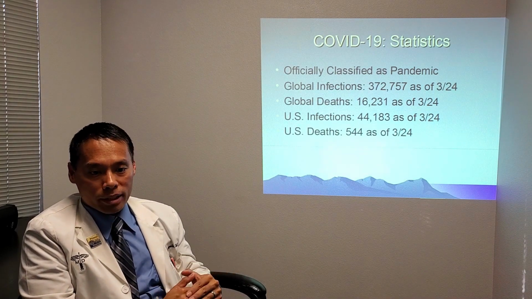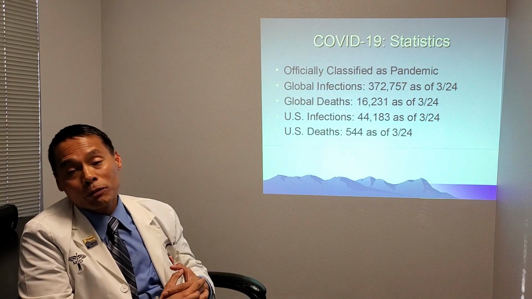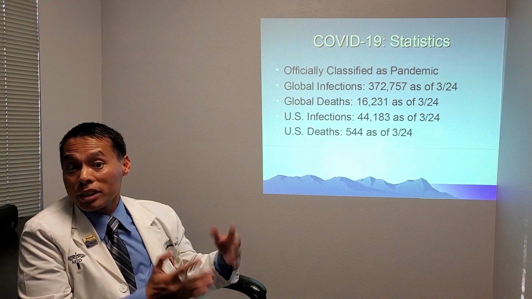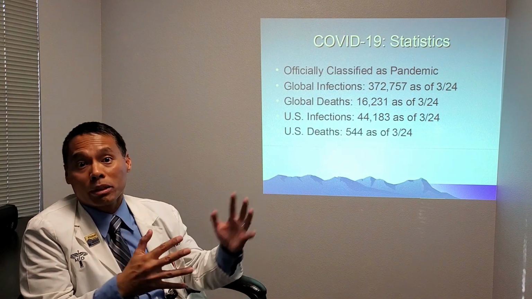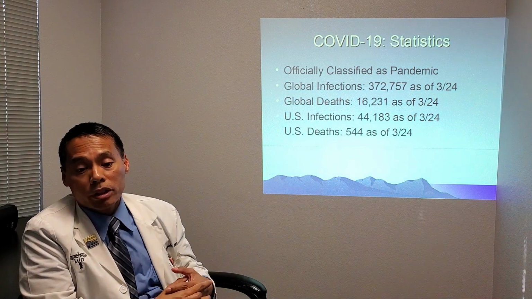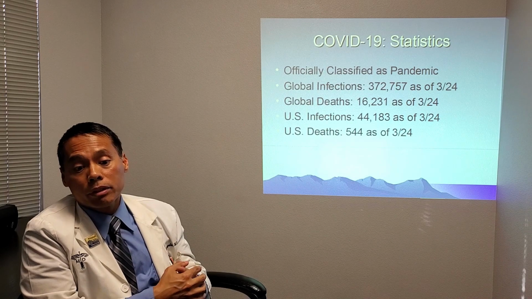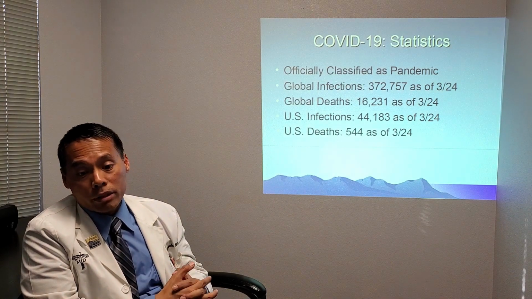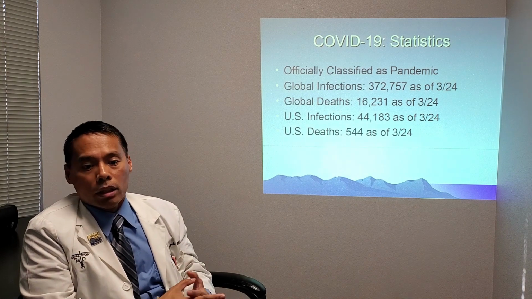In the U.S., the total number of infections to date, 44,183. It's a significant number, but I'm going to show you some additional numbers and we can compare and hopefully alleviate a lot of the concerns that we have. U.S. deaths, 544 Americans have died from COVID-19 since its outbreak. Okay?